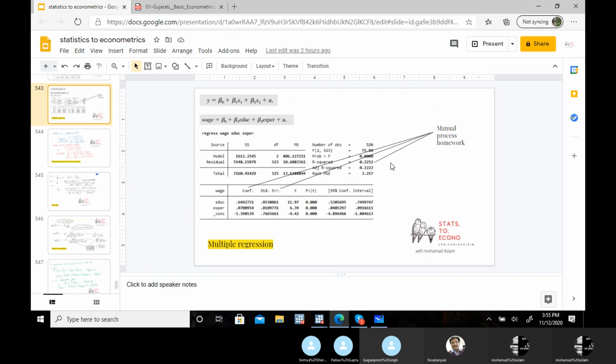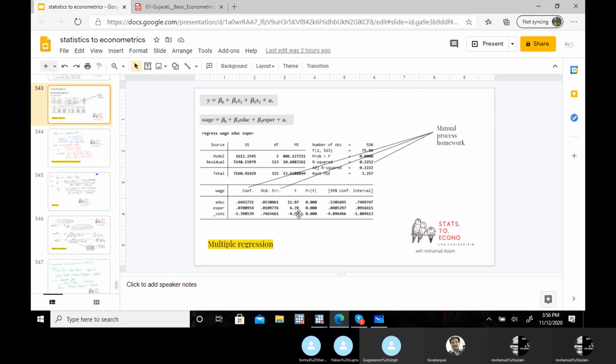What it means is that 22% of the variation in wages is explained by education and experience. For this education coefficient, the interpretation is that with a 1 year increase in education, wages will increase by, if it's in dollars, $0.64. For experience, with a 1 year increase in experience, wages will increase by $0.07 on average, because this regression line is on average. In this way, you have to interpret these results.